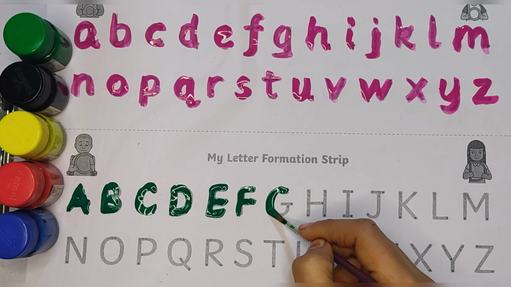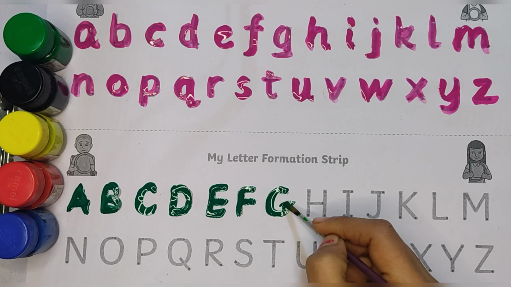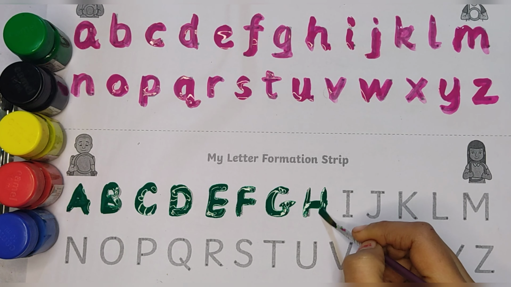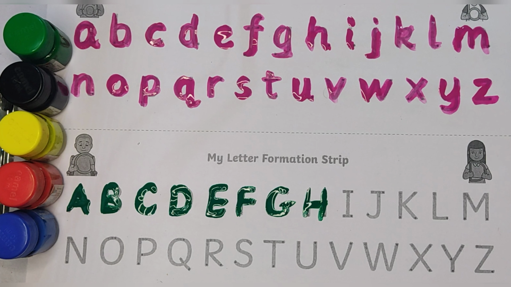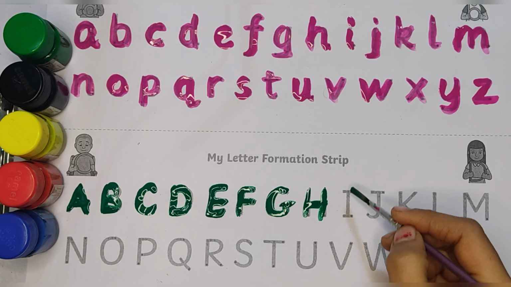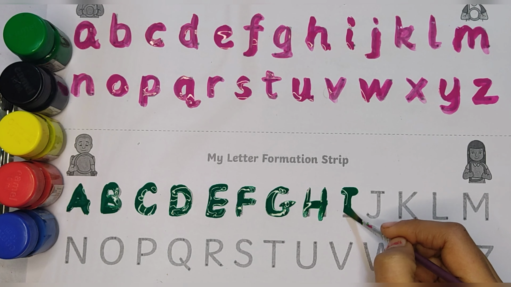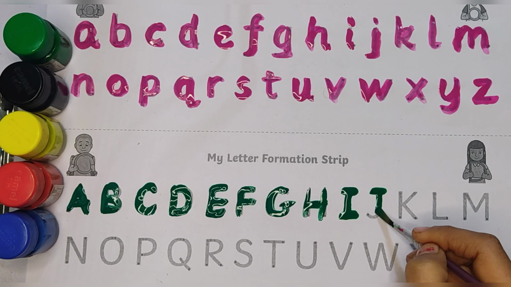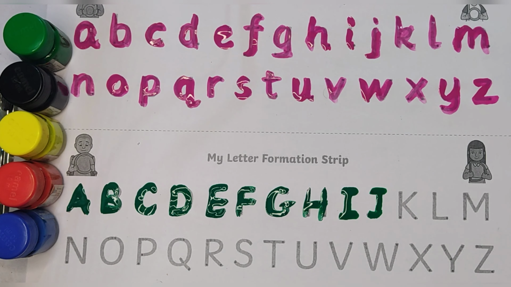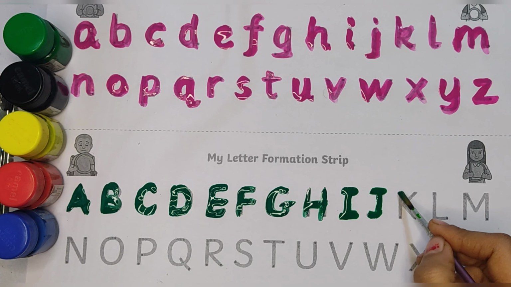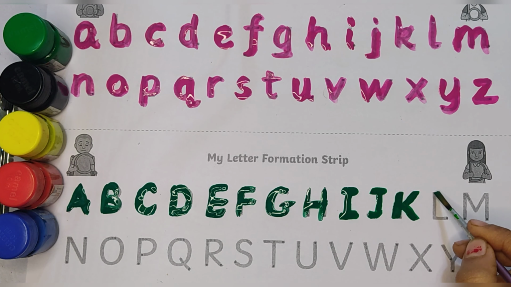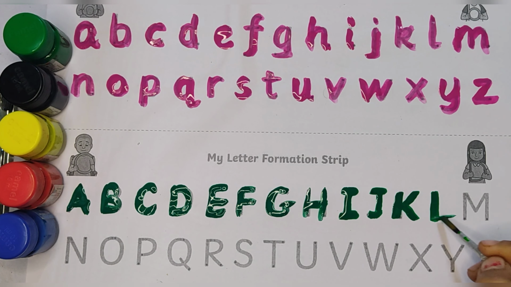G. G for girl. H. H for horse. I. I for ice. J. J for jug. K. K for king. L. L for lemon.